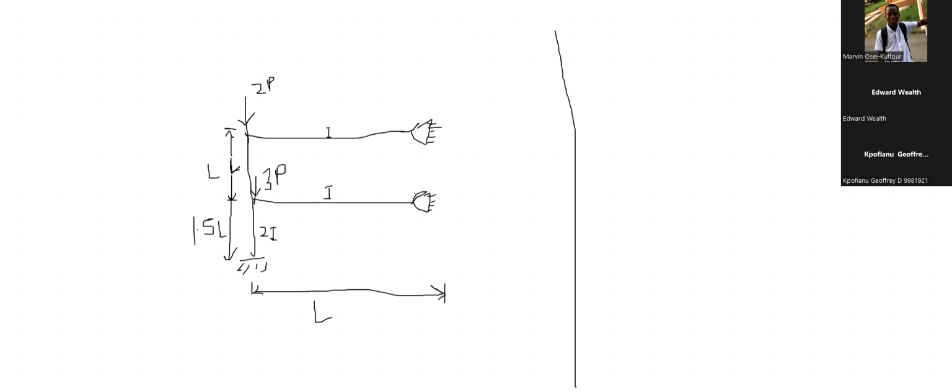So this is the tutorial question that we solved. It's also unstable because we have 3P here, you have 2P here. Do you see that? Here is I. Here is I. Here is I. Here is 2I. And this is L.